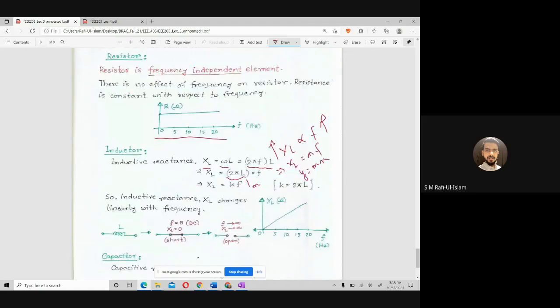If I consider f equal to x and XL equal to y, and plot the graph, I will get a straight line relation, a straight line from the origin. This is the general behavior of an inductor at low frequency, or DC. When frequency is 0, it's perfectly DC. DC means frequency equal to 0. If I put frequency equal to 0 here, what is the value of XL? 0, right?